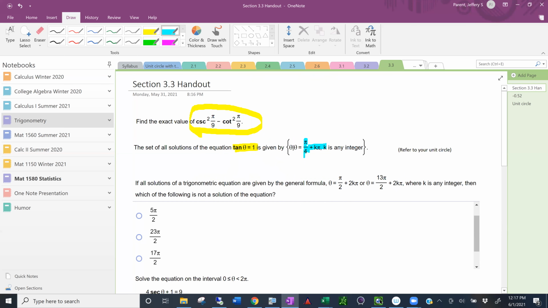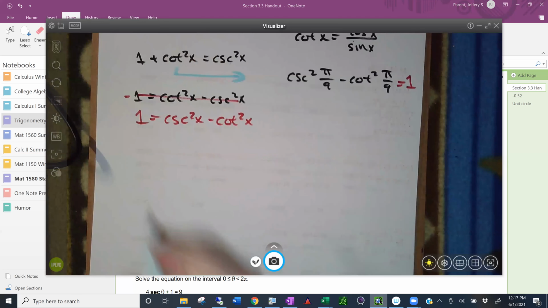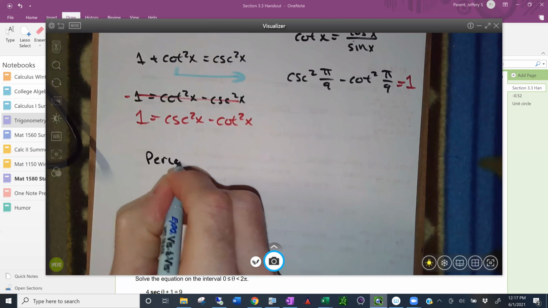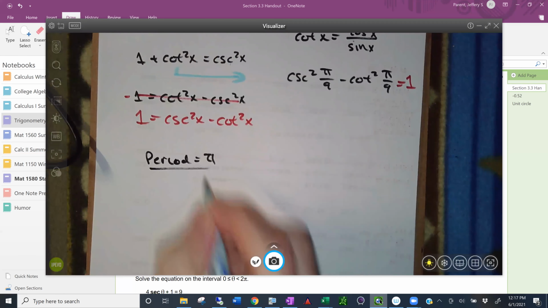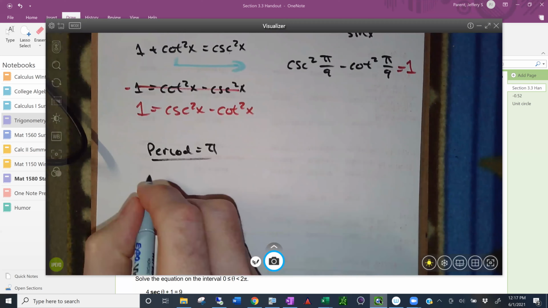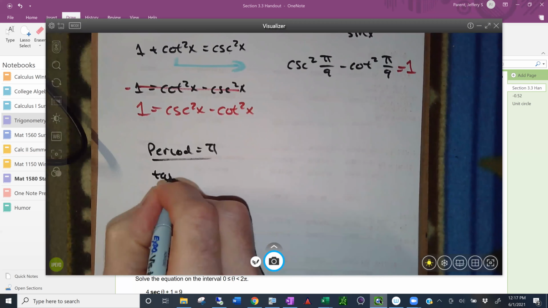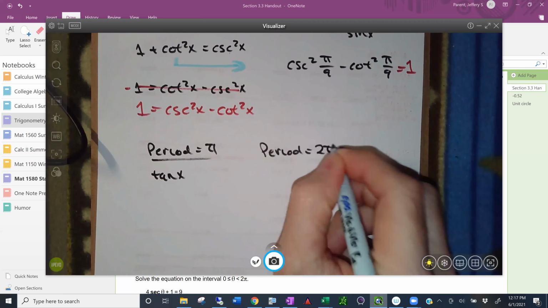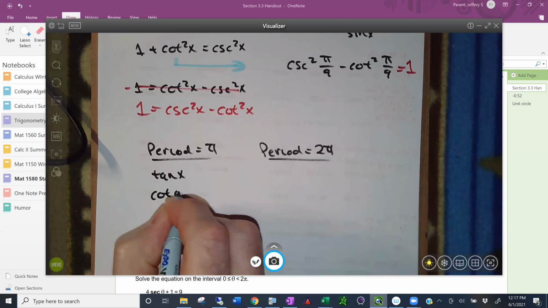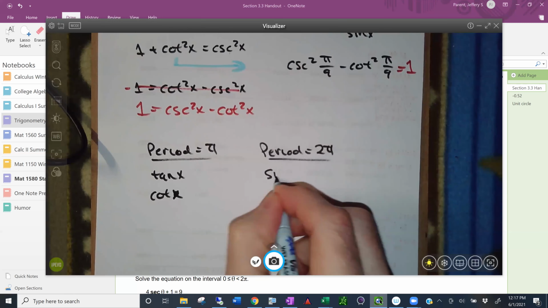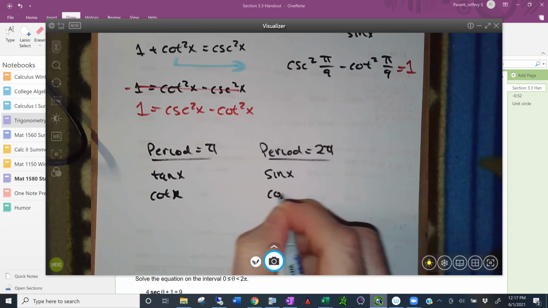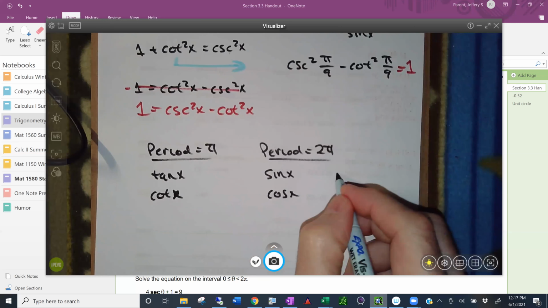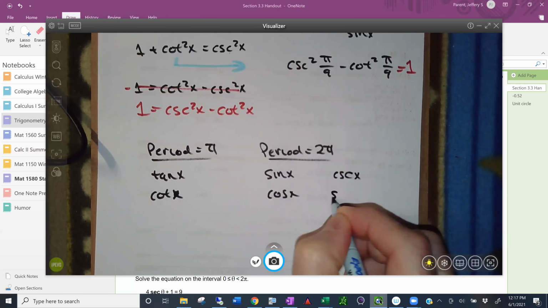The bottom line to keep in mind is that period equals pi. There are going to be 2 functions where the period is equal to pi. That's going to be the tangent and what else? Cotangent. Thank you, cotangent. Tangent and the cotangent of x. For period equal to 2 pi, there's sine of x, cosine of x, and the reciprocals have the same period. So there'd be cosecant of x and secant of x.